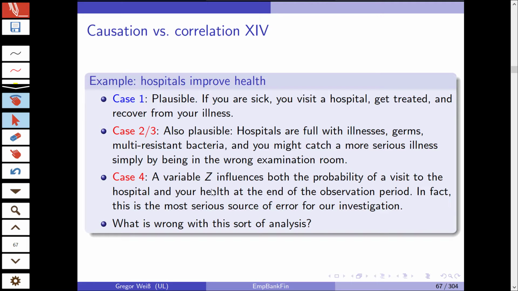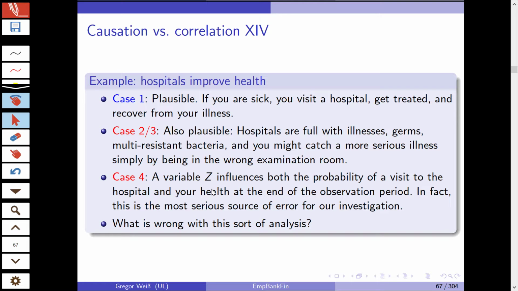Case scenario 2 and 3, endogeneity and reverse causality. It's also possible. Why? Well, hospitals are full with illnesses, germs, multi-resistant bacteria, and you might catch a more serious illness just by going to the hospital with a non-fatal illness. So it could be reverse causality. Case 4 is also very important. You have a variable Z, an omitted variable, that influences both the probability of a visit to the hospital and your health at the end of the observation period. And in fact, this is the most serious source of error for our investigation.